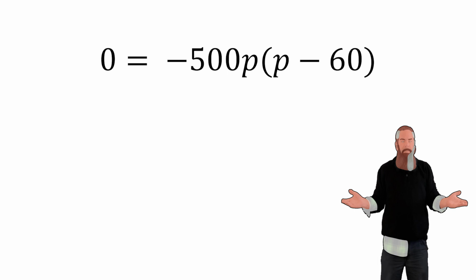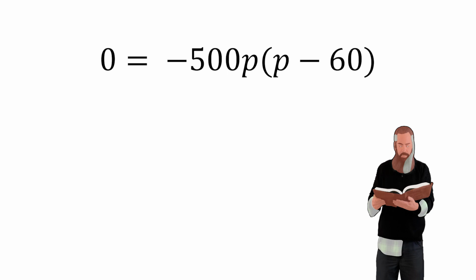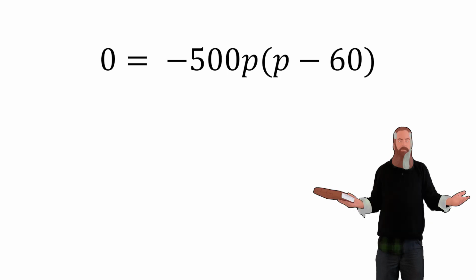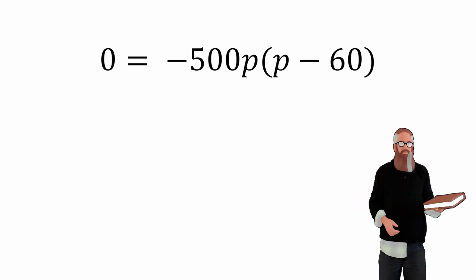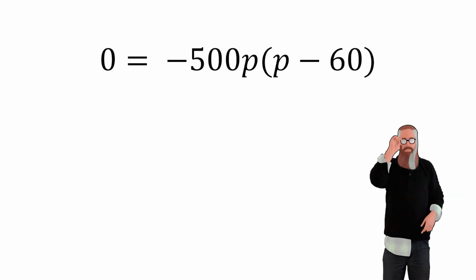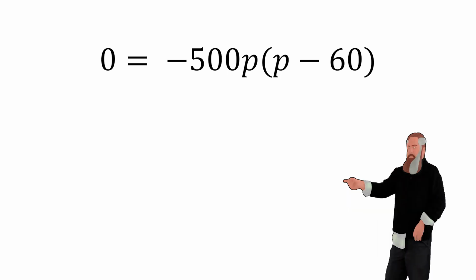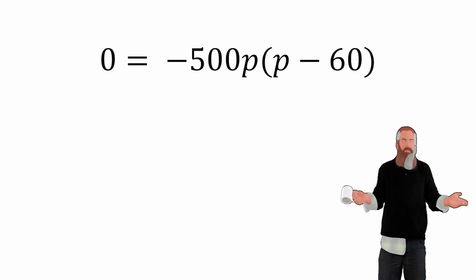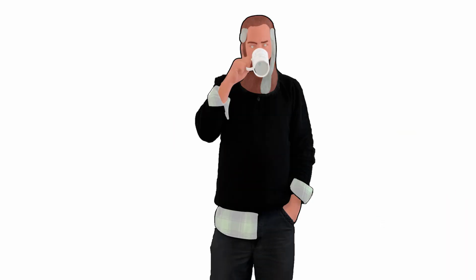Recall that if A times B is equal to 0, then A is 0, B is 0, or both A and B are equal to 0. We're going to apply that property here, the zero product rule. So negative 500P being equal to 0 means P equals 0. And P minus 60 equal to 0 means that P is equal to 60. The roots of the revenue equation are 0 and 60. In the context of the problem, it can be interpreted as there will be $0 in revenue when the price is $0 and $60.